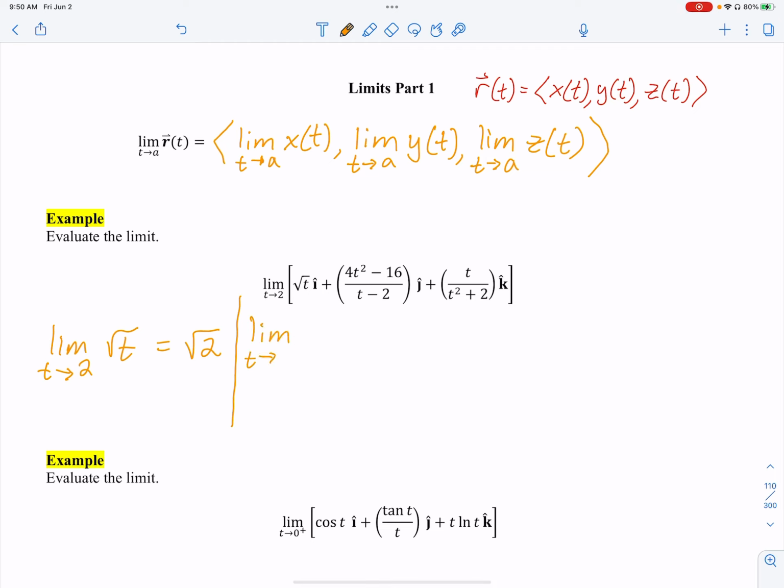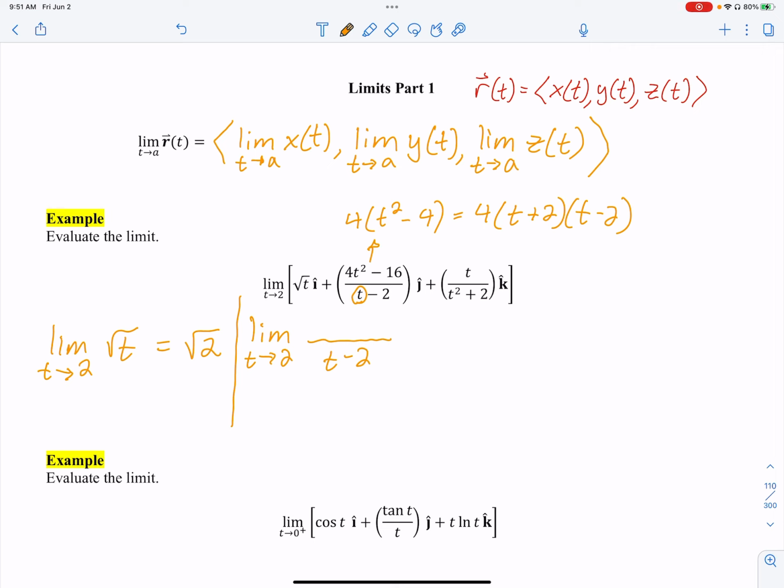Limit as t goes to 2 of 4t squared over t minus 2. I'm going to leave that blank for a minute. I don't know if you guys can see it. I can factor out a 4. And then this actually factors to t plus 2 times t minus 2. The reason I'm doing this is if I try to plug in, we always just try to plug it in first. But if I put a 2 in the denominator, I get 2 minus 2, and I'm dividing by 0, which I can't do.